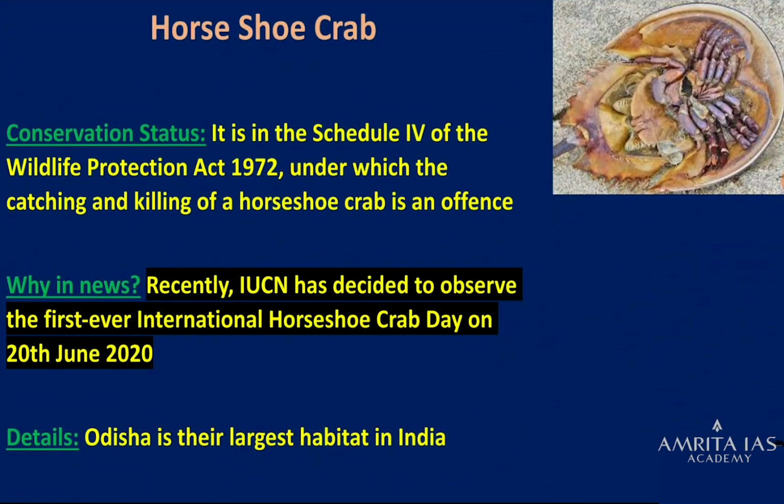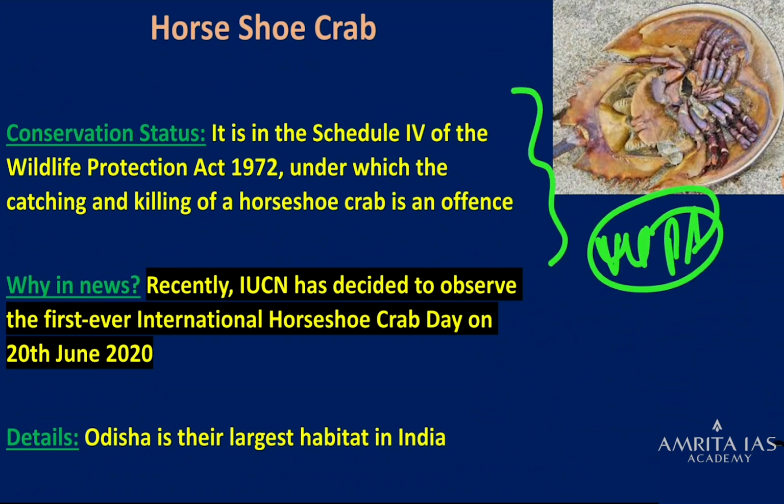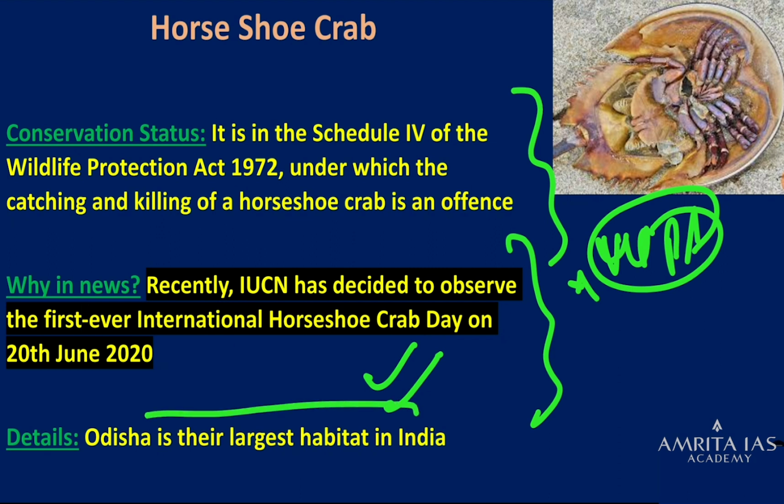So they are in Schedule 4 of the Wildlife Protection Act. Wildlife Protection Act, please prepare on your own end. Very important act. What are the different schedules? You don't have to remember all the species which are in the schedules, but you need to know what a particular schedule stands for. Okay, so what is in the news actually? IUCN has decided to observe the first ever International Horseshoe Crab Day on the 20th of June, and in India, Odisha is their largest habitat. So just remember that.